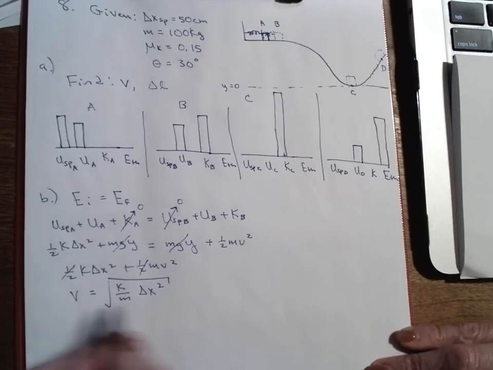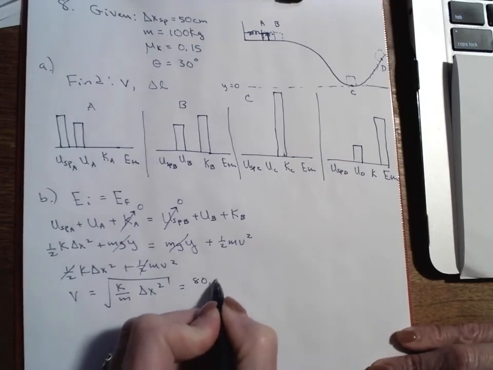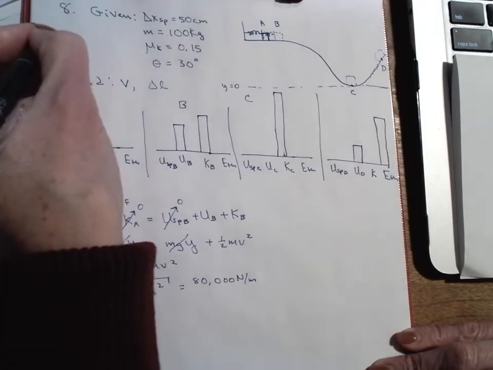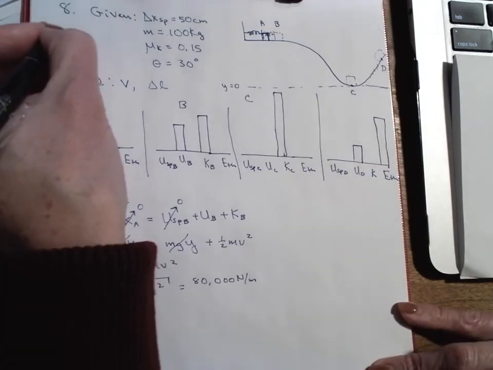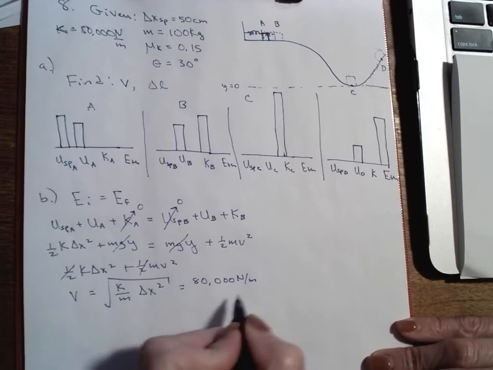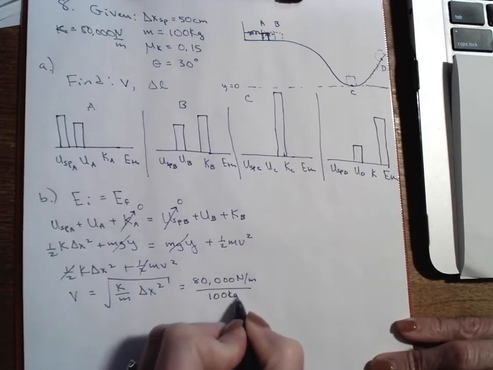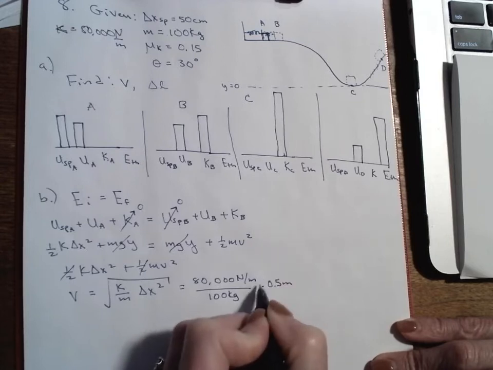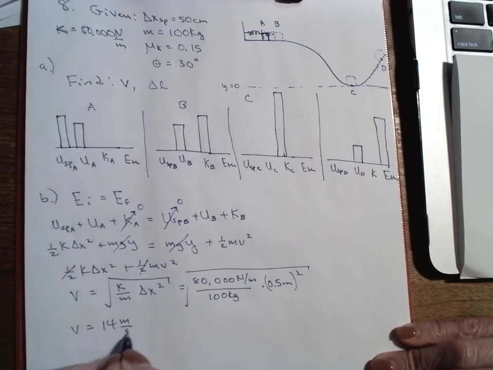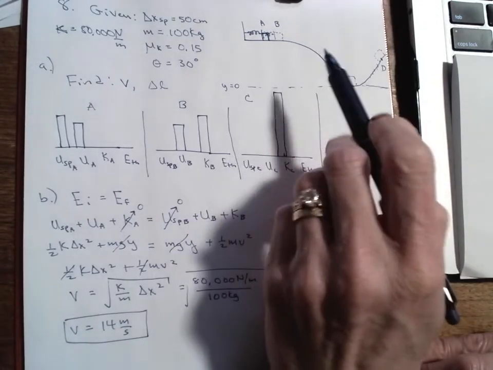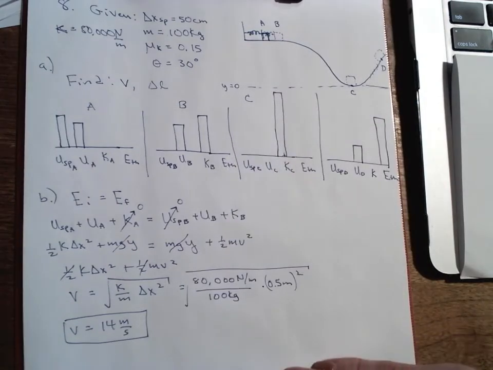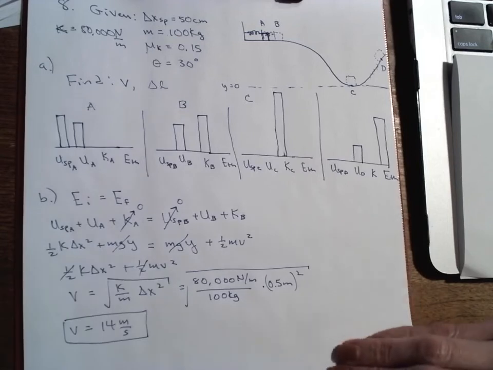So plugging in numbers for that, I'm going to have 80,000 newtons per meter. And notice I didn't write that up here, so I'm going to add that. That's from my figure. So k is equal to 80,000 newtons per meter, divided by 100 kilograms times 0.5 meters squared for the delta x. And so I get v is equal to 14 meters per second. Okay, so that helped me find the speed after the student was released from the spring, so right here at B. And now I need to figure out how far up the incline the student goes.